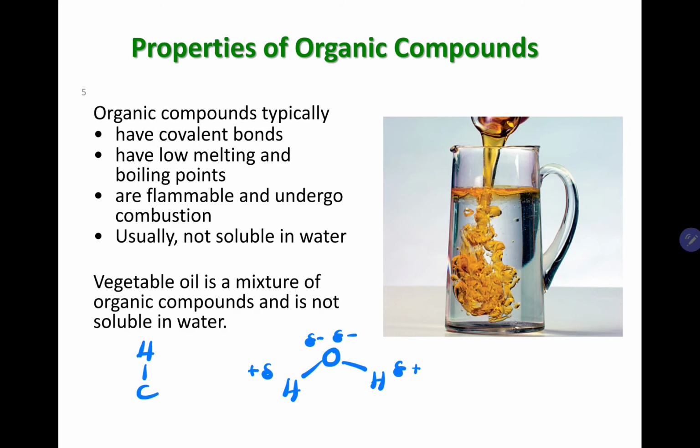When they don't like each other, or when they don't mix, they form a bilayer. Usually the water layer stays at the bottom because of the high density, and the organic layer stays on top. So this layer is organic and this layer is water. So when you try to mix them, they will form a bilayer.